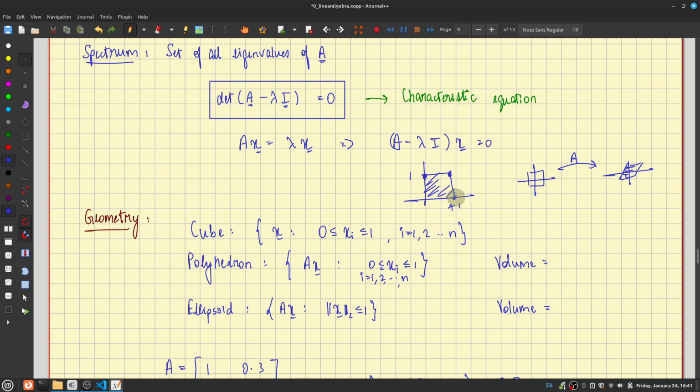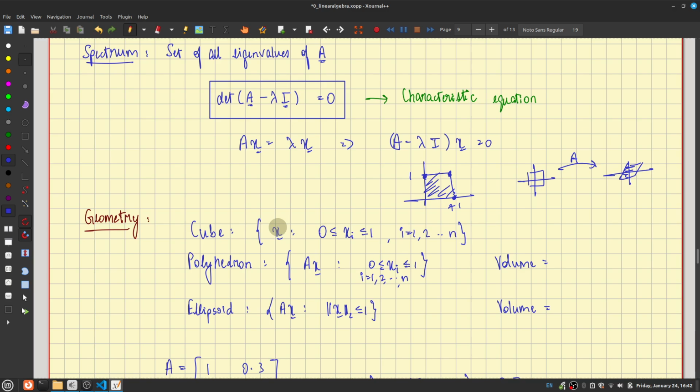Because what vector is this? It's just the standard basis vector, right? So this vertex just gets mapped to the first column of A. This vertex gets mapped to the second column of A, and so on in n dimensions. That is all that happens. So some of the vertices of this cube are basically the standard basis vectors for Rn. The other vertices are just integer linear combinations, or basically sums, of these standard basis vectors. But what do the standard basis vectors get mapped to when you multiply by A? It's just the corresponding columns.